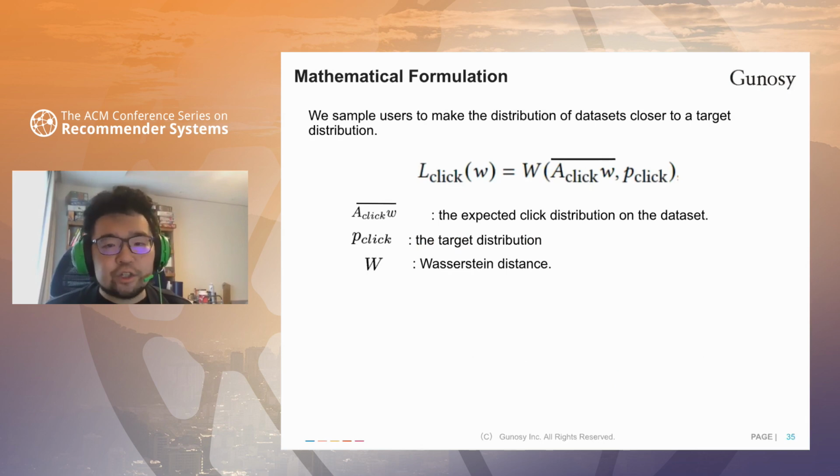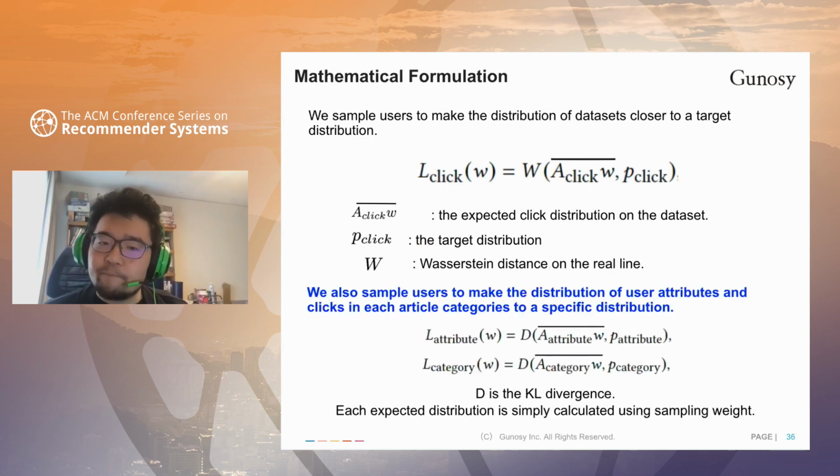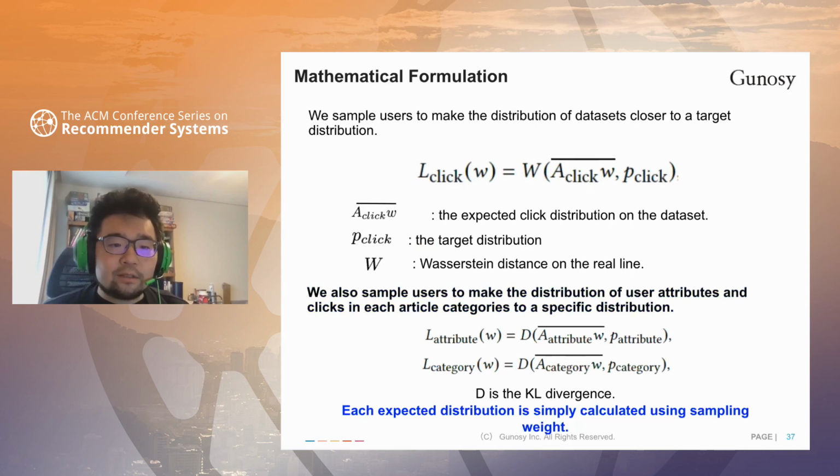Under this assumption, our loss function is defined here. This loss function calculates the distance between the expected distribution and the target distribution using Wasserstein distance. We also show two loss functions for the second and third challenges. Each expected distribution is simply calculated using the sampling weight.